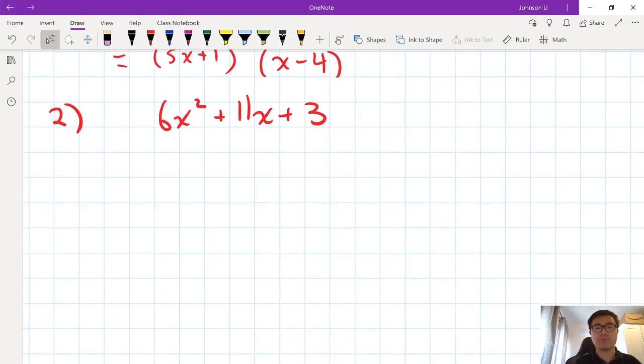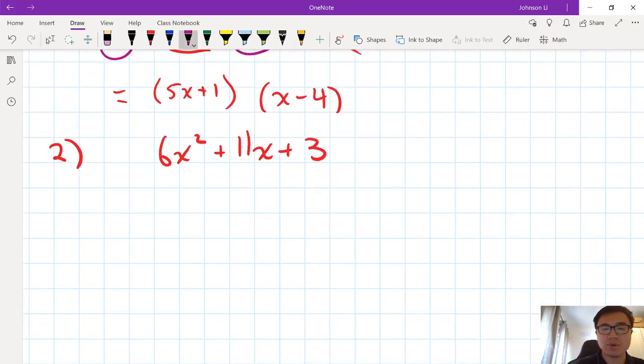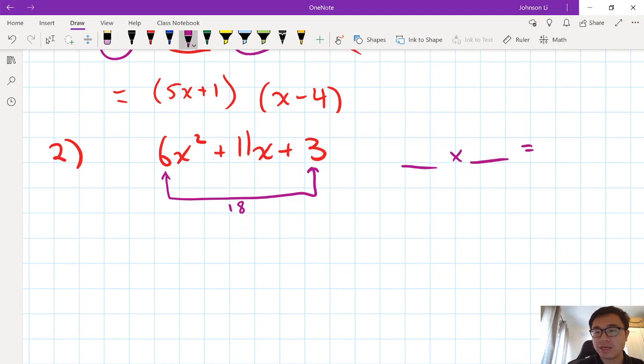Let's do one more example because I know it's a little bit tricky, but bear with me. Okay, we're going to do the exact same thing as before. We're going to take the first term and the last term, and we're going to multiply them. That's always the first step. 3 times 6, that gives me 18. So now we need to find two numbers that multiply to 18 and add to 11. Okay, so there should be a plus sign.